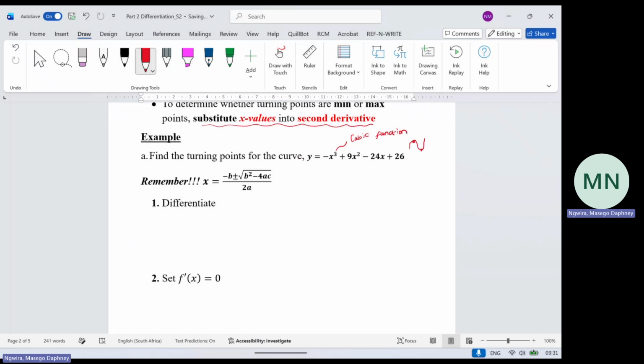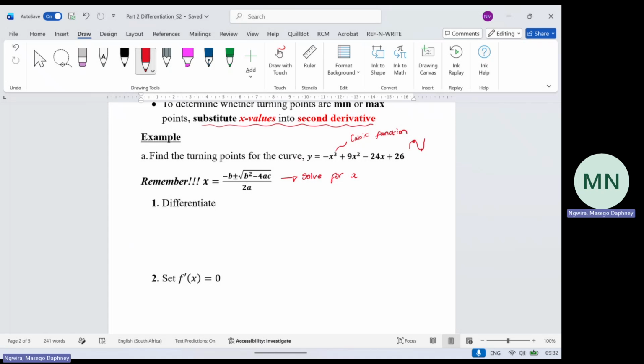Okay. So here they're saying to remember x is equal to, this we use when we want to solve for x. When you solve for x, you use what we call the quadratic formula. We used this, if you remember. I'm just reminding you of the quadratic formula. So they're saying that when you find the turning points of the curve, the first thing you need to do is to differentiate. So you have to find the first derivative. Okay, we differentiate.